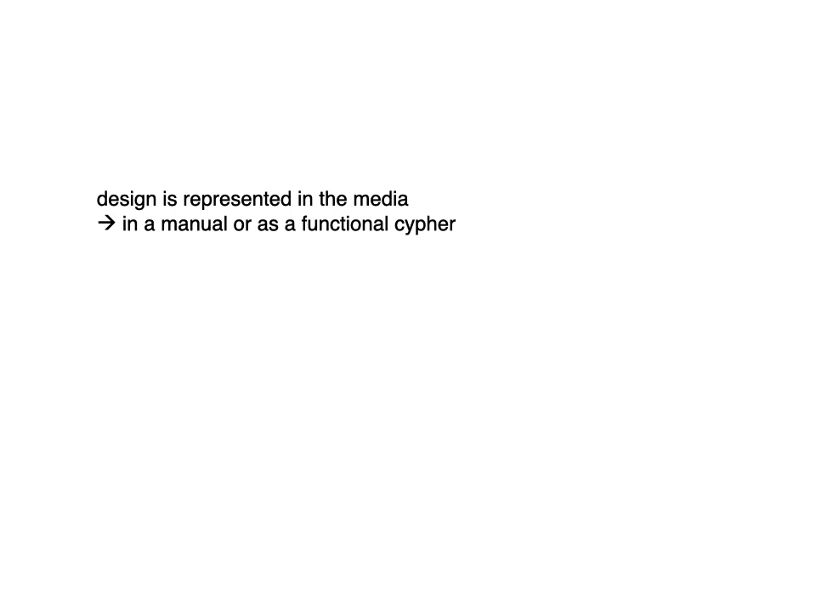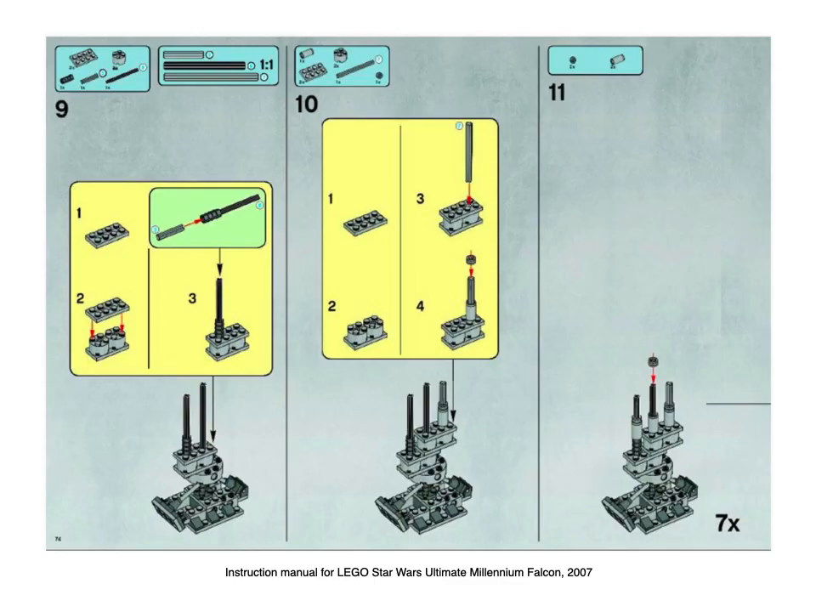Finally, I said design can be represented in the media as a manual, as a functional cipher. And the manual, here an example of how to build the Star Wars Ultimate Millennium Falcon in Lego bricks, shows you a mediation of a design process as a functional recreation of the original.